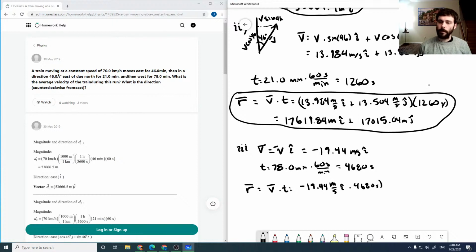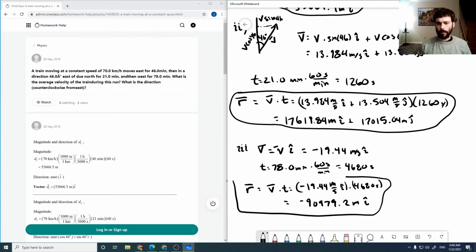4680 seconds, which comes out to be, where am I here? Minus 90,979, sorry. 0.2 meters in the I-hat direction.